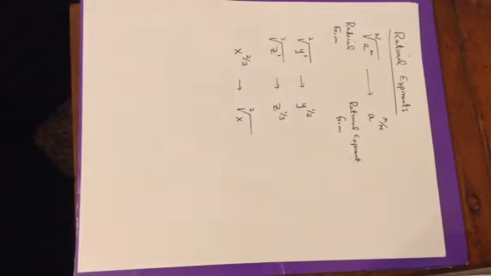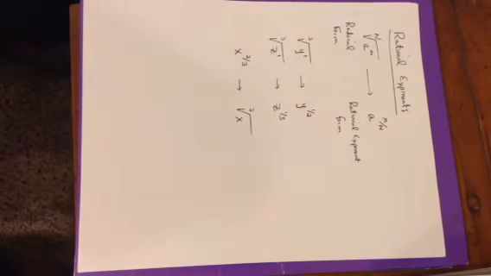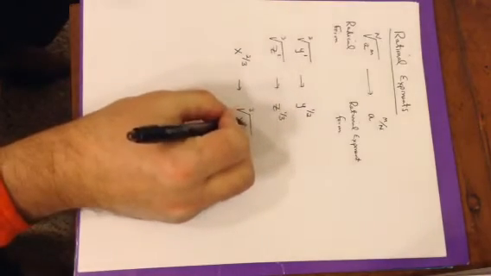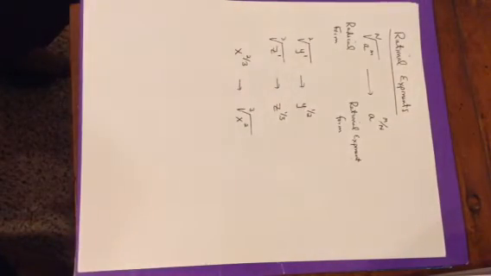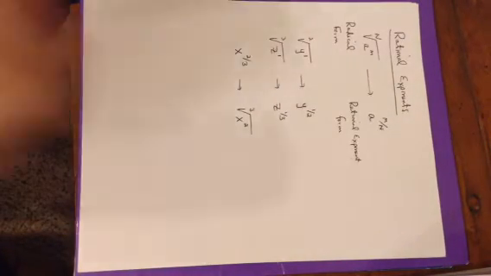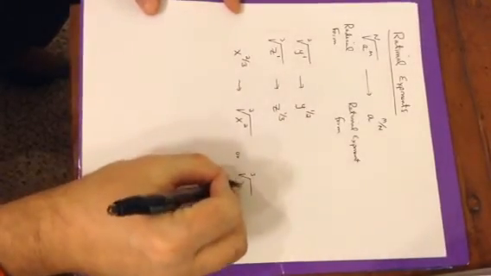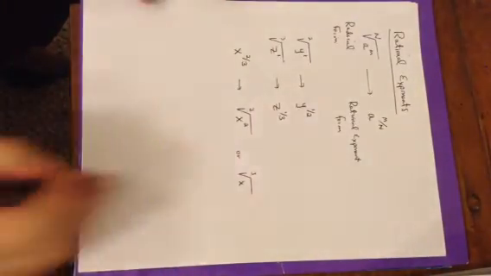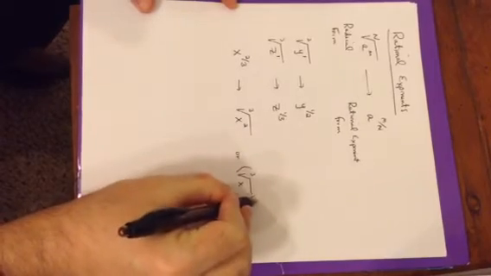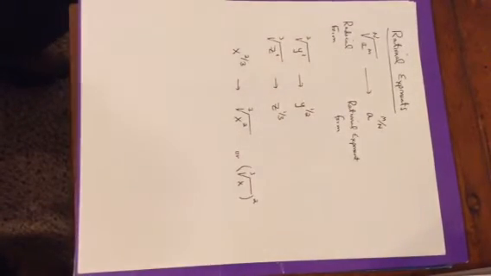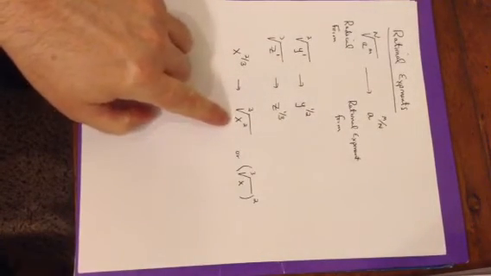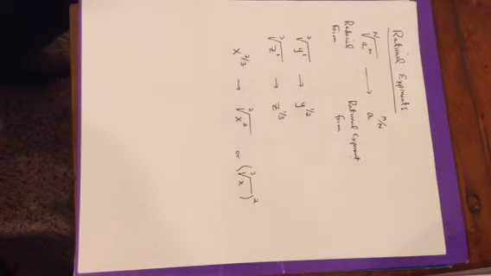Now, how you write this is dependent on where you prefer to put the power. Most often, it's on the base inside. So that's an option. The other option is where you have the base inside and then the entire expression raised to that power. This is most popular, and this will help us when we start simplifying.